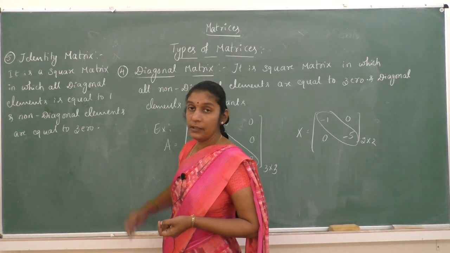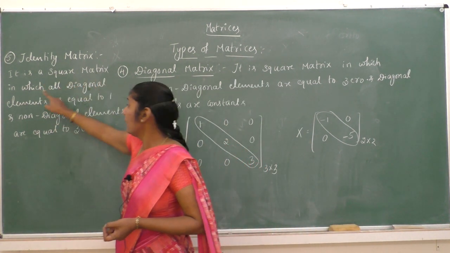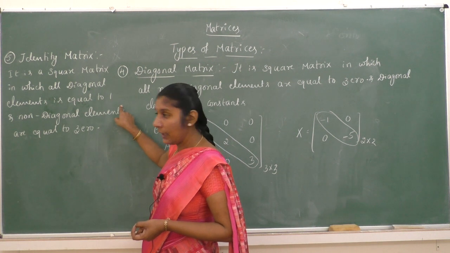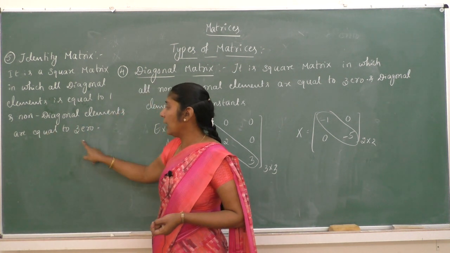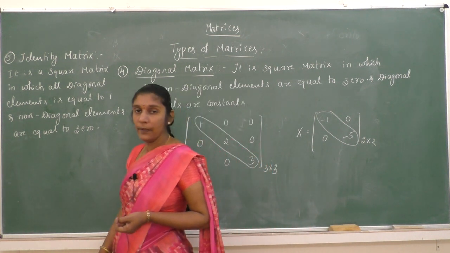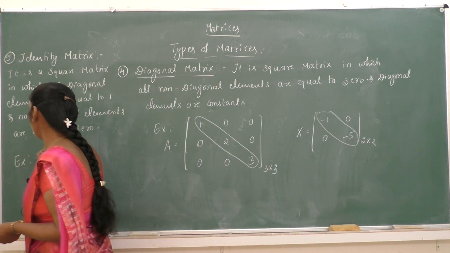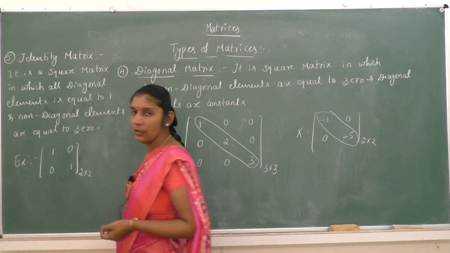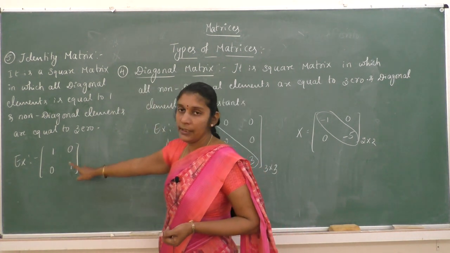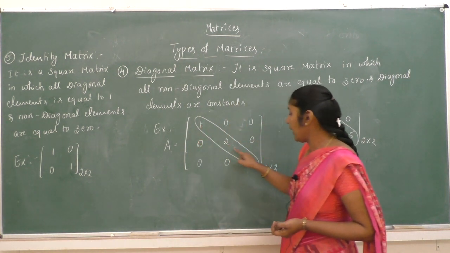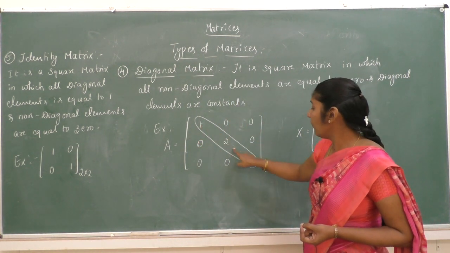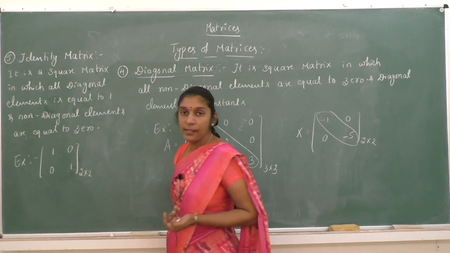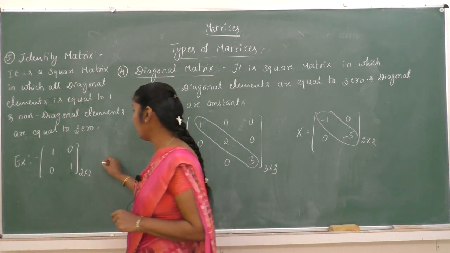What do you mean by identity matrix? It is a square matrix in which all diagonal elements are equal to 1 and non-diagonal elements are equal to 0. This is the definition of an identity matrix. Example for an identity matrix: 1, 0, 0, 1. This is the identity matrix of order 2 cross 2. The difference between a diagonal matrix and an identity matrix is that in a diagonal matrix the diagonal elements can be anything, 1, 2, 3 and so on, whereas in an identity matrix the diagonal elements are equal to 1.